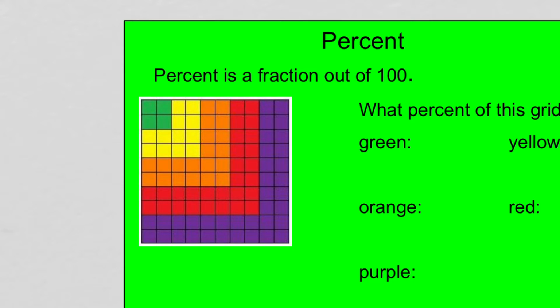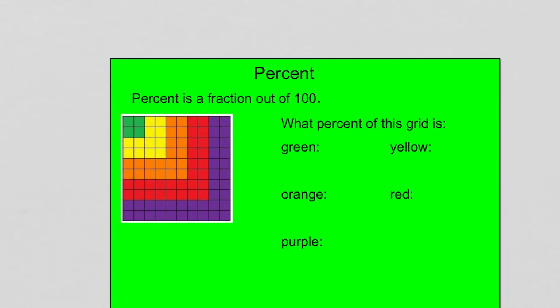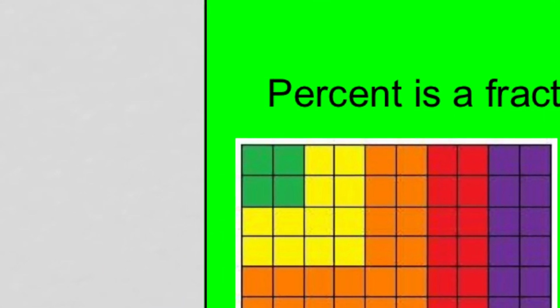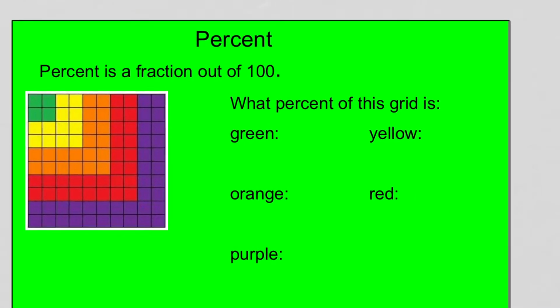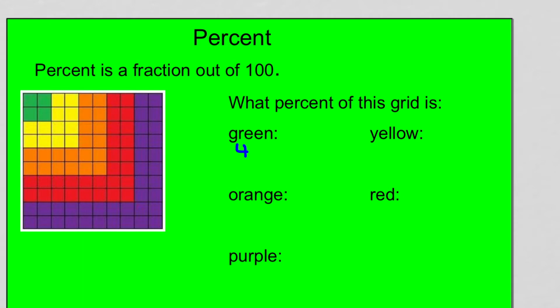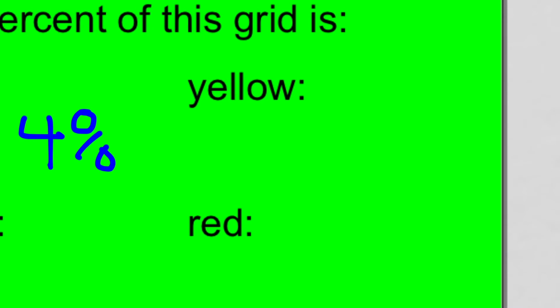So what I have here is a hundreds grid. There's 100 little mini squares in this big square. And what I've asked you here is what percent of this grid is green? Well, there are 4 squares out of 100 that are green. So we'd start making the fraction 4 out of 100. And then 4 out of 100 is equal to 4%. That's the percent symbol.